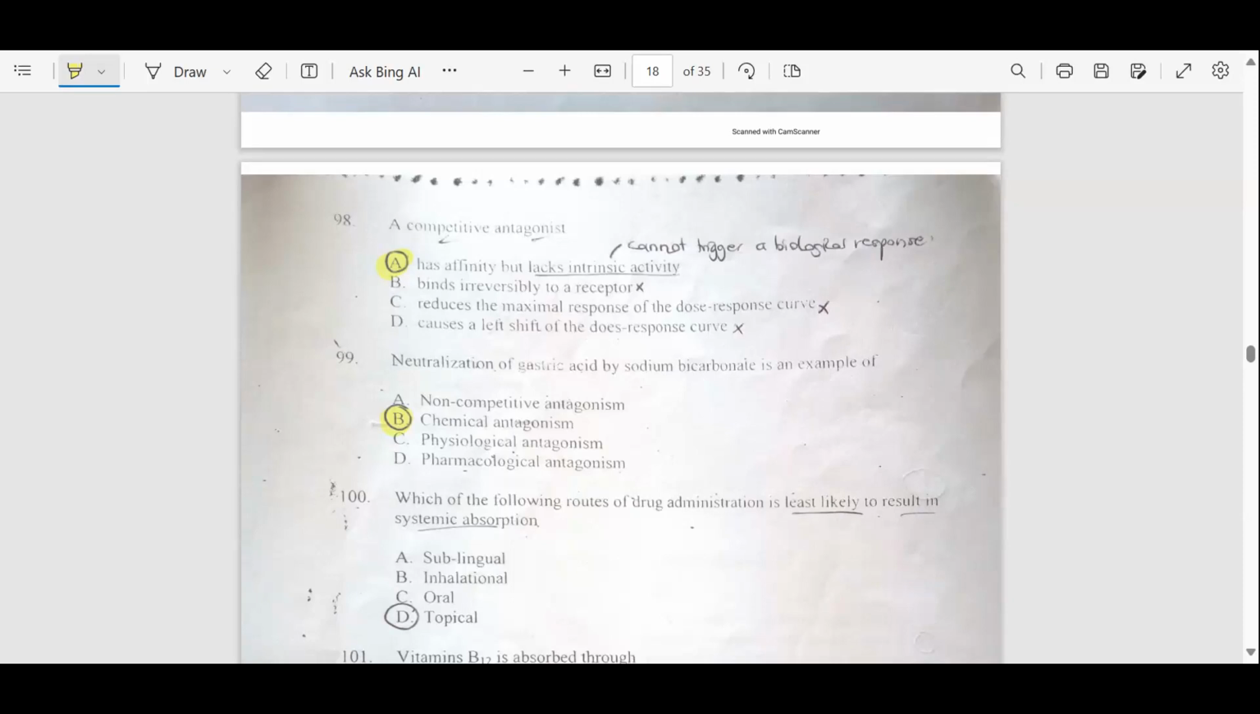Then the last one is the inverse agonist. This one will bind to the receptor but elicit a different, or rather the opposite, action. So an inverse agonist has both intrinsic activity and affinity. It will bind to the receptor and elicit the opposite action. I think that's it, Stanley.